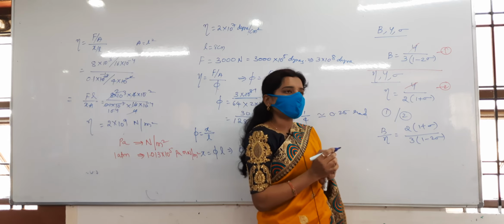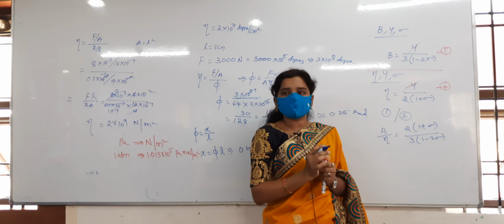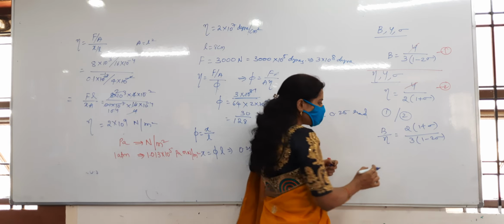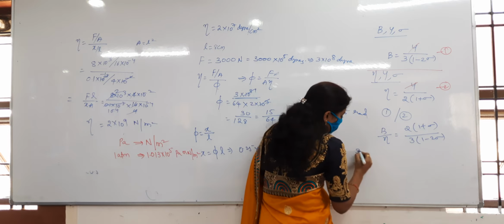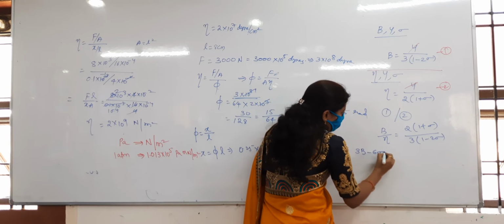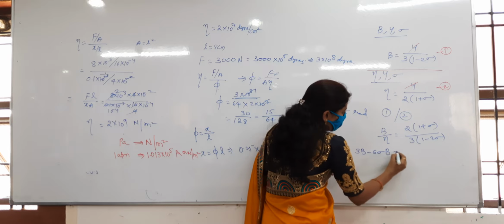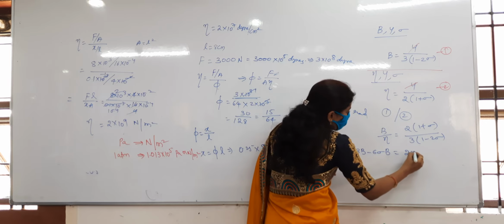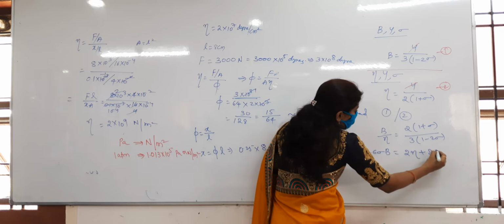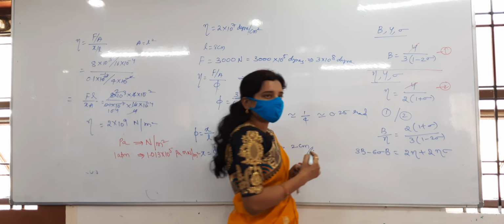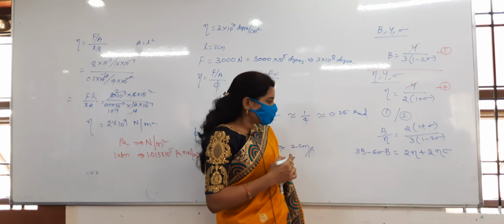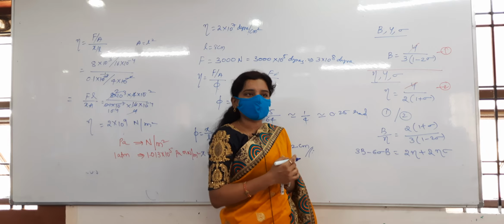Now you have to do what? Cross multiplication to get the sigma value. I want to get only sigma. So I will do the cross multiplication here. Then 3B minus 6 sigma B is equal to 2 eta plus 2 eta sigma. Correct? Cross multiplication is correct. Then what do you have to get? Only the sigma value you have to get.